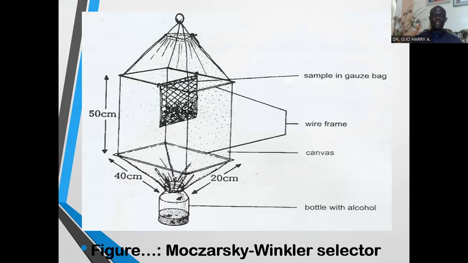Now, this is a Moczarski-Winkler extractor. This part is hung on a tree, and then the sample is placed on the gauze, and you have the wire frame that is made up of canvas, and then another funnel below. The sample is placed in the gauze bag, and while the insects try to run away from light, they fall into the funnel and down into the bottle that contains alcohol.